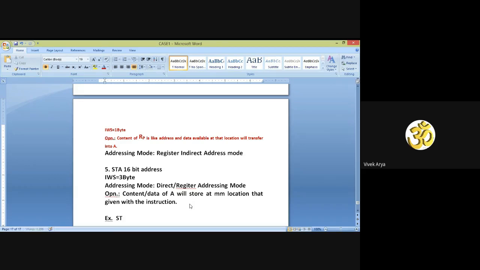For example, STA 2500H. Can you tell me what will happen after the execution of this instruction? Sir, the value of the accumulator will be stored in this location.